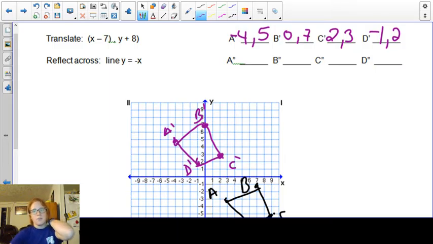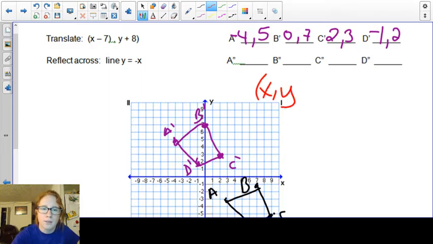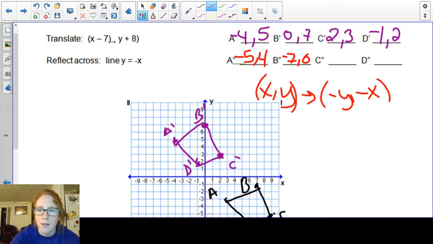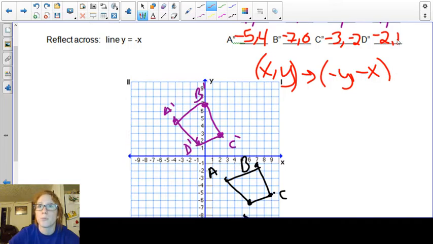Okay, next we need to do the reflection part, which I'm going to pick red for. So remember that is X, Y turns into -Y, -X. So they flip spots and become the opposite signs. So I'm going to have -5, 4. I'm going to have -7, 0. I'm going to have -3, -2. I'm going to have -2, 1. Scroll down a little bit so I have more room, so I can utilize that third quadrant down over here.